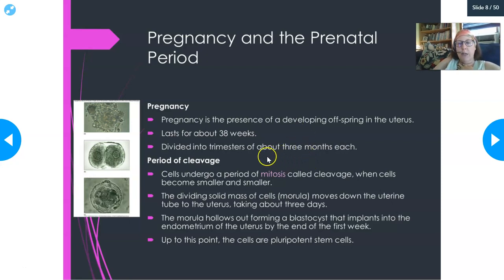The cells will undergo a period of mitosis. And mitosis is division and identical copying of the chromosomes.